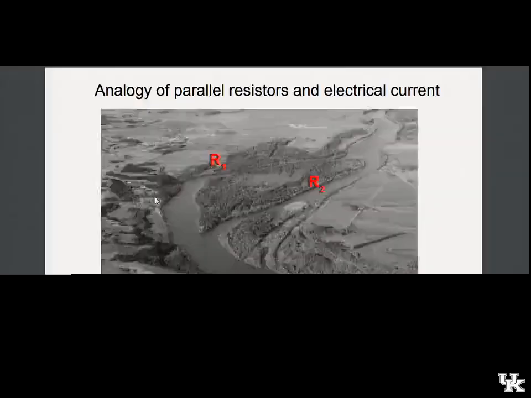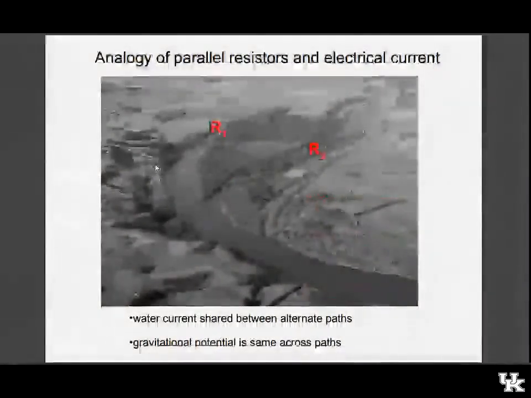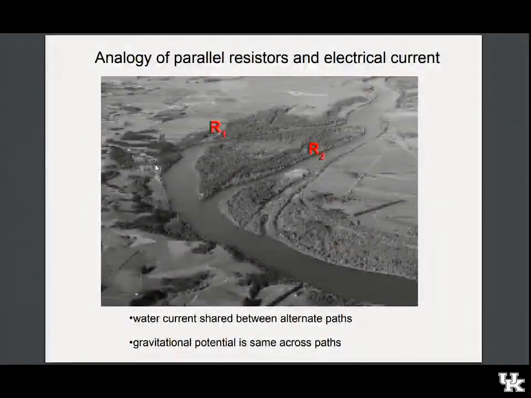This is the analogy for the parallel, the water analogy. The water, I love my metaphors. The water metaphor for the parallel circuit. So this path of this river here, you can think of as one resistor. This path is a second resistor. So in this analogy of parallel resistors, we want to think about parallel water currents. We want to think about the gravitational potential energy drops from the upstream to the downstream end of the river.